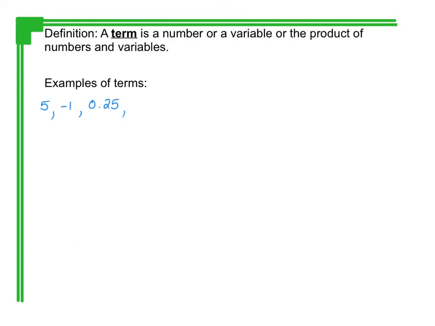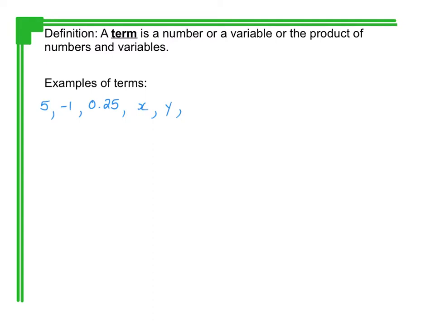The second part of the definition says, or a variable. So a variable is a letter, right? So x is a term. y is a term. Or m or n, whatever variable you want to use.